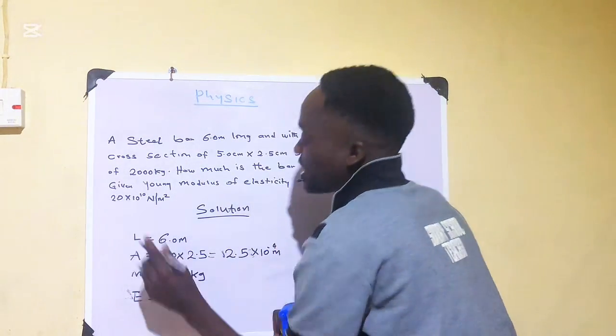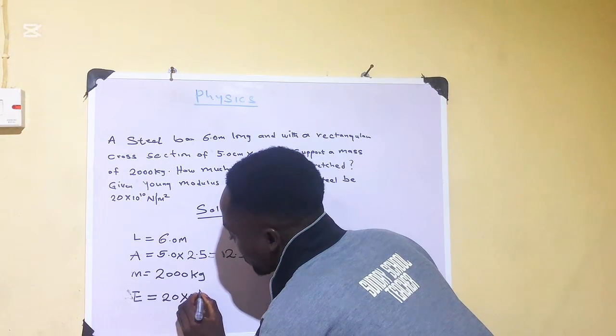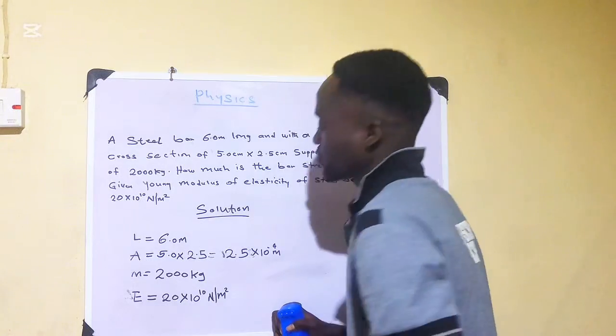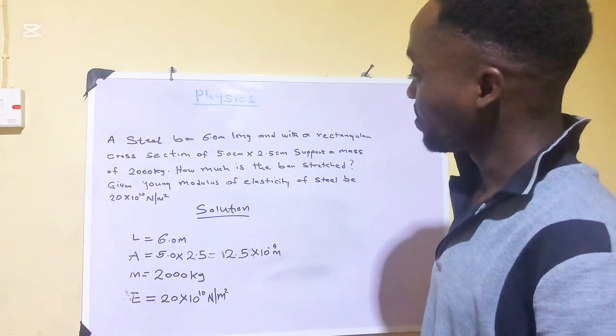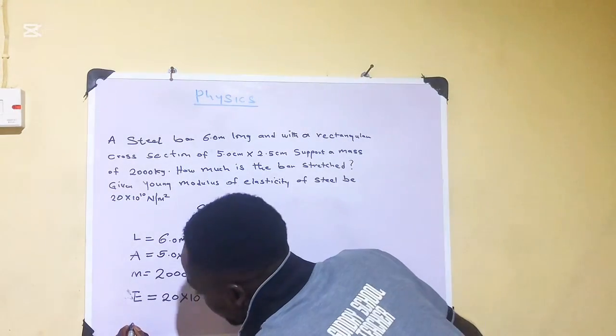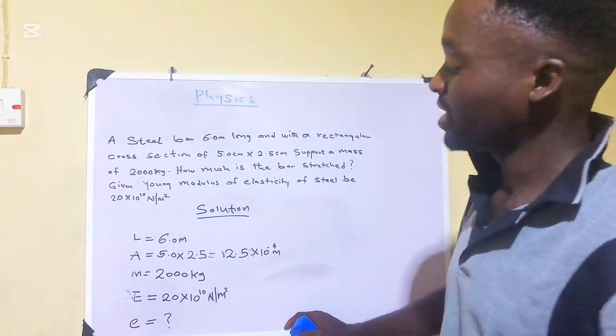So the Young modulus is given as 20 times 10 to the power of 10 Newton per meter square. Now we have drafted out the data. What the question is asking us to find is the extension, how much the bar stretches. So this is what we need. We are looking for the extension.